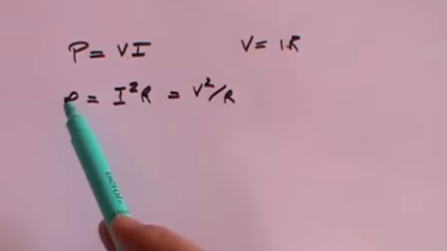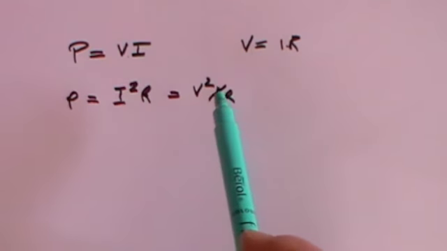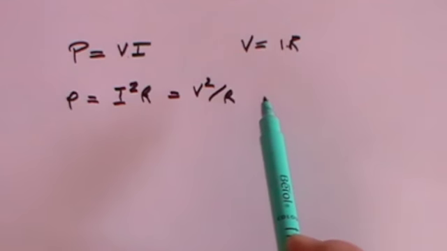So you can express the power in any way you like. You can have it V times I, or I squared R, or V squared over R. They are all the same thing.